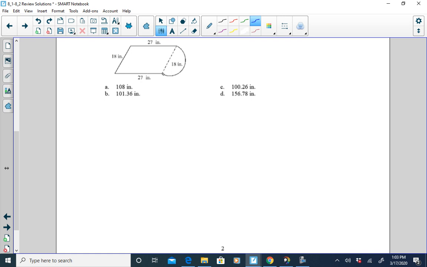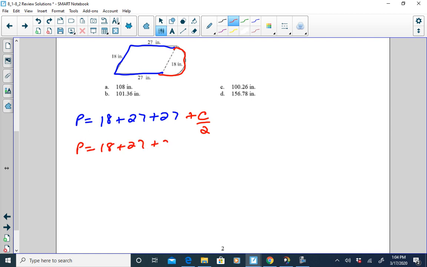Okay, this next figure, to find the perimeter, it would be this distance plus this distance plus this distance. So we have 18, perimeter is going to be equal to 18 plus the 27 plus the 27. But then we have a semicircle whose radius is 18. So that's going to be plus the circumference divided by 2. So the perimeter is going to be equal to 18 plus 27 plus 27 plus 3.14 times the diameter. Diameter is going to be 18, but then we have to divide that by 2. So let's find that first.